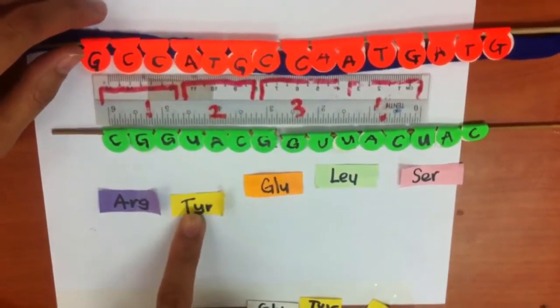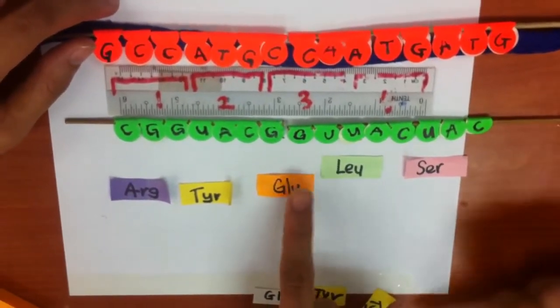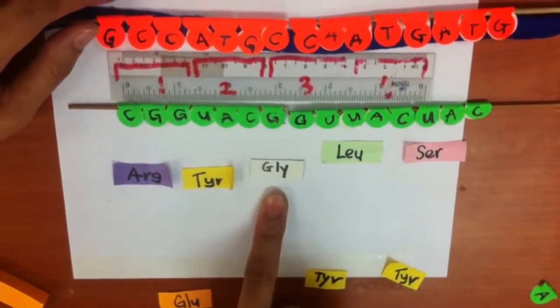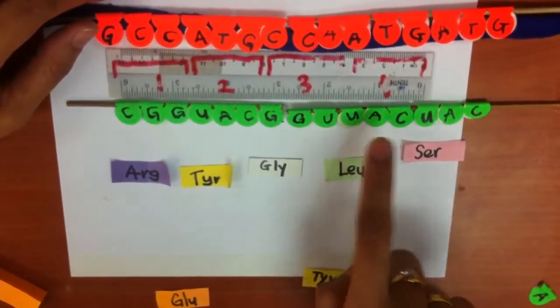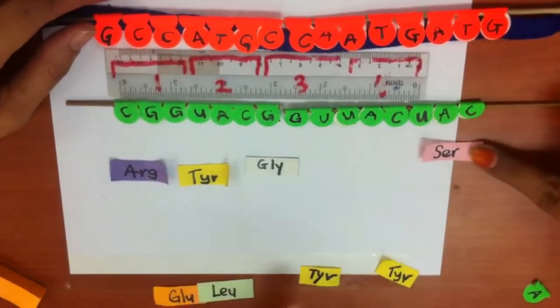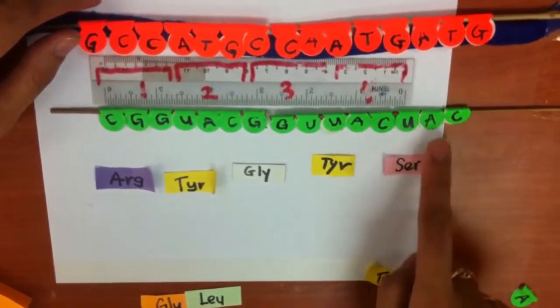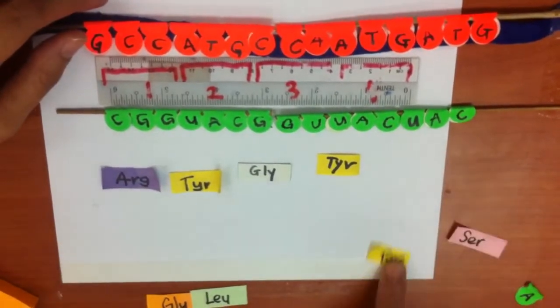So after this mRNA sequence undergoes translation, the amino acid produced is arginine, same. Tyrosine is still the same, but instead of glutamic acid from GAG just now, it will produce glycine. GGU produce glycine, and the fourth codon, UAC, instead of leucine, it will produce tyrosine. And the last one is UAC. Instead of serine, it produces tyrosine.